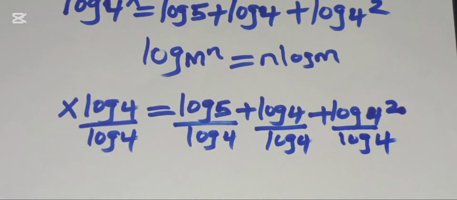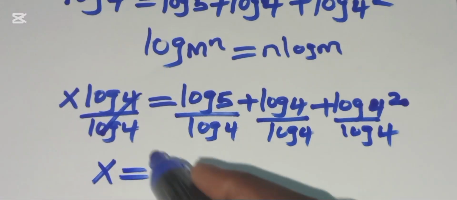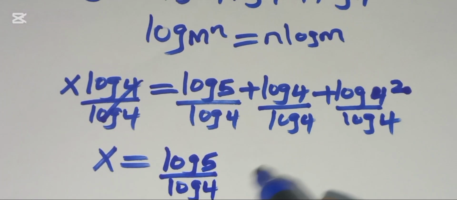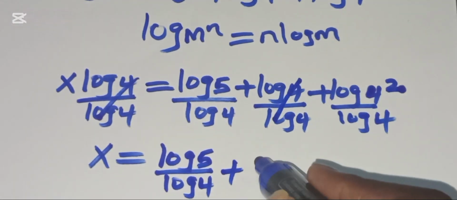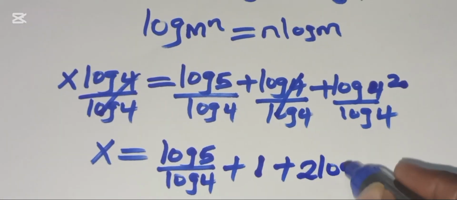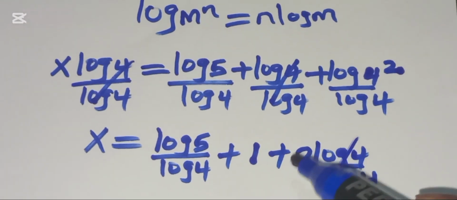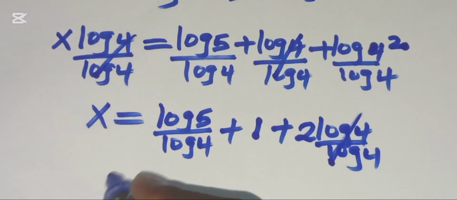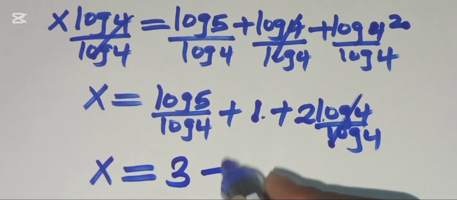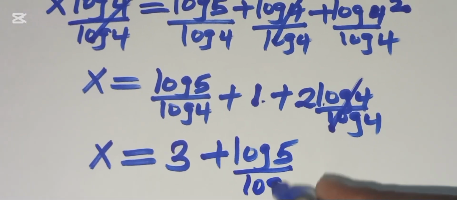Now as you can see, if you simplify this, we're going to have x is equal to log 5 divided by log 4 plus, if you simplify here, this is 1 plus, now this can be expressed as 2 log 4 divided by log 4. Now if you simplify again here, we'll have 2. So in other words, we have x is equal to 1 plus 2, this is 3 plus log 5 divided by log 4.